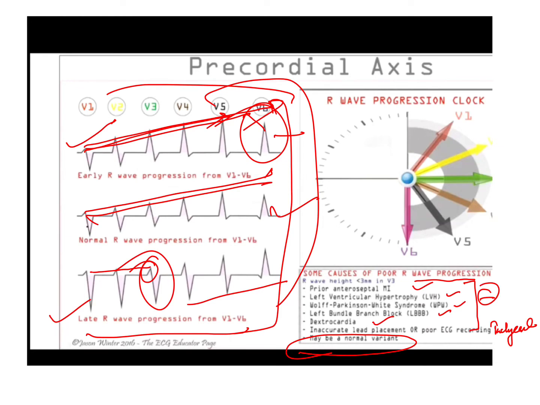poor R wave progression only when the height or amplitude of the R wave in V3 is less than 3 mm, and it is seen in history of prior anteroseptal myocardial infarction, left ventricular hypertrophy, dextrocardia, Wolff-Parkinson-White syndrome, left bundle branch block, and it can be seen in patients who have ECG findings suggestive of tachycardia, and it can be a normal variant in some persons also. But to label it as a normal finding, we have to first exclude all these causes.